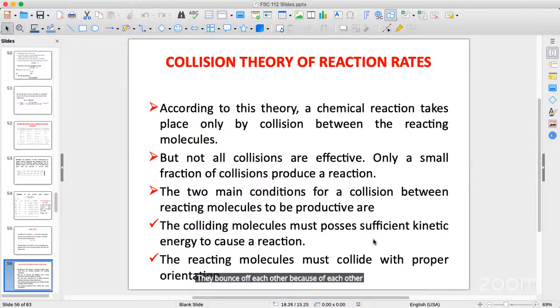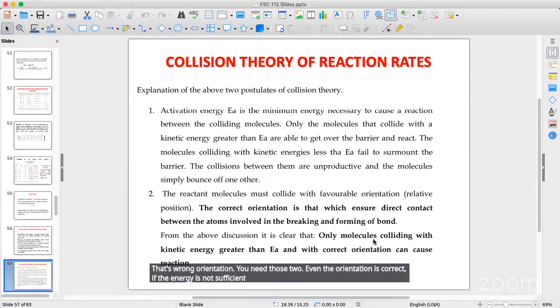Say you have two electron-rich areas approaching each other. You need an electron-rich area and an electron-deficient area to approach each other to be able to have a reaction. But if two electron-rich areas approach each other, of course, you can't have a reaction. That's wrong orientation. You need both. Even if the orientation is correct, if the energy is not sufficient, you can't have a reaction.